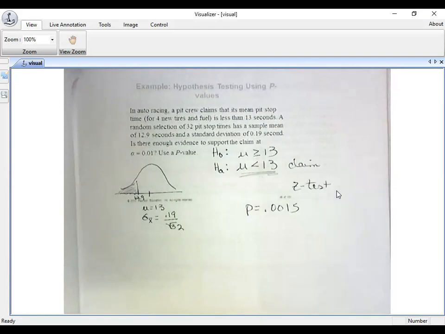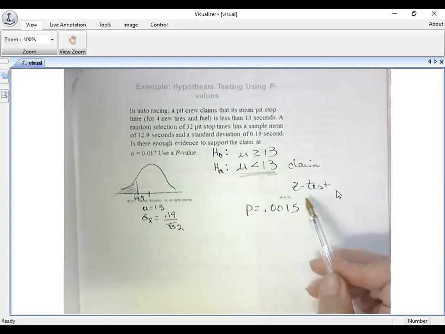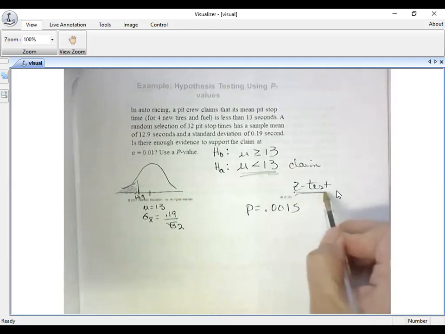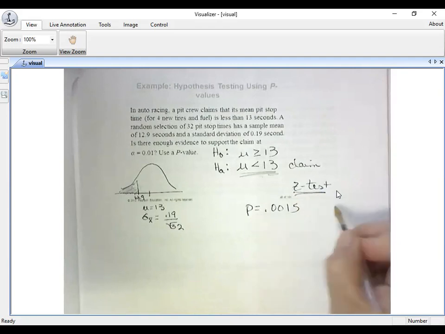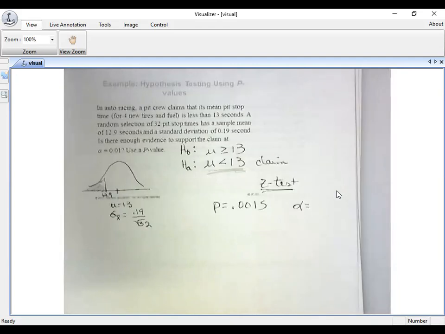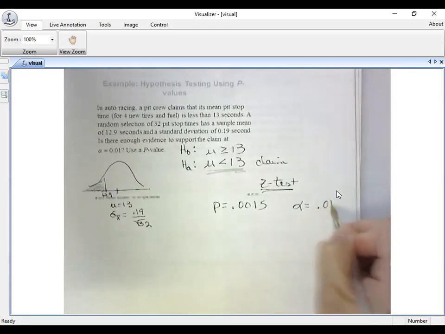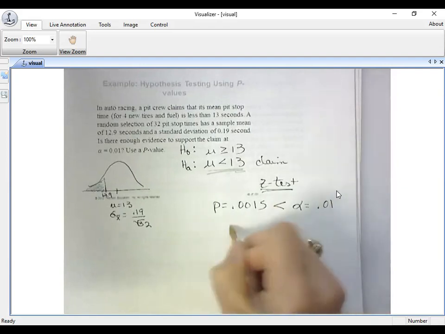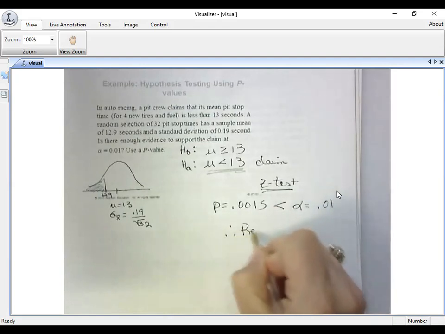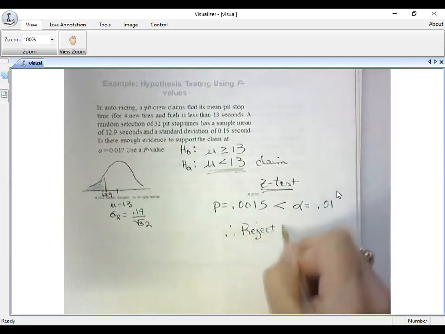Now, I haven't finished the test yet. I just used the z-test, which, by the way, if you do it in the calculator, that's what I want you to do, is tell me you did a z-test. And this was the p-value you got. We're going to compare it to what alpha value? 0.01. Which one's bigger? So if P is less than alpha, what does that tell me to do? I'm going to reject the null hypothesis.